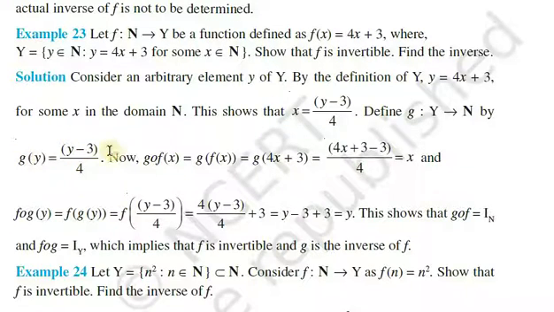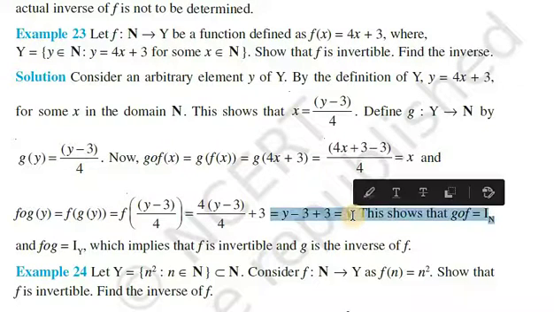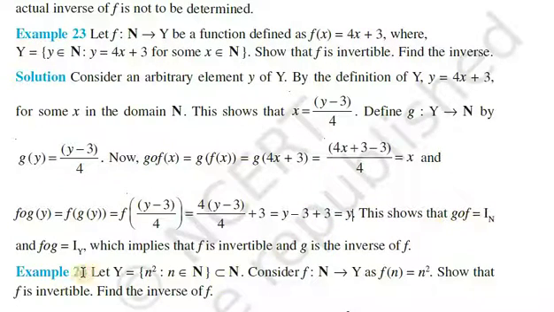Okay, so if I define it like this, you can find out what g of f(x) is. But f(x) is 4x plus 3, so g of 4x plus 3 will be, since g of y equals (y minus 3) by 4, you just write this thing in place of y. So (4x plus 3 minus 3) by 4, which is equal to x. Similarly, f of g of y will be y. Okay, and this shows that g composed with f is the identity and f composed with g is the identity. So this implies f is invertible and g is the inverse of f.